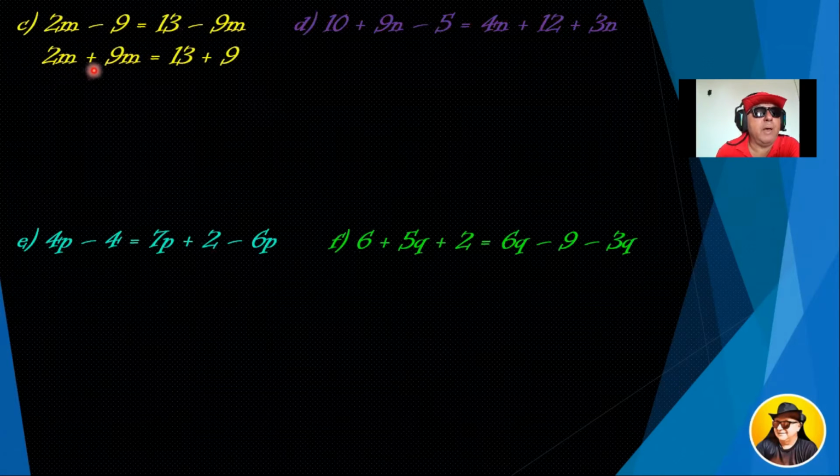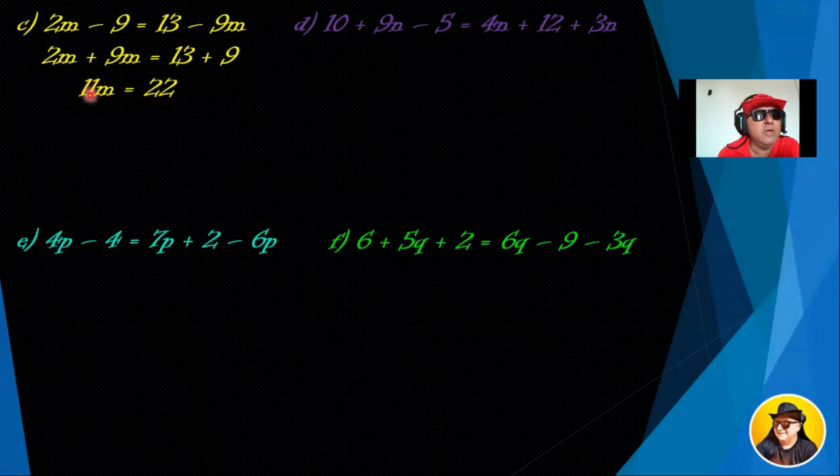C, the m family. I have 2m plus 9m, because it was minus 9m, now it is plus 9m. And here, 13 is on the right again, and minus 9 comes positive 9. Let's operate. 2m plus 9m is 11m, and 13 plus 9 gives us 22. So I have here 11m equals 22.